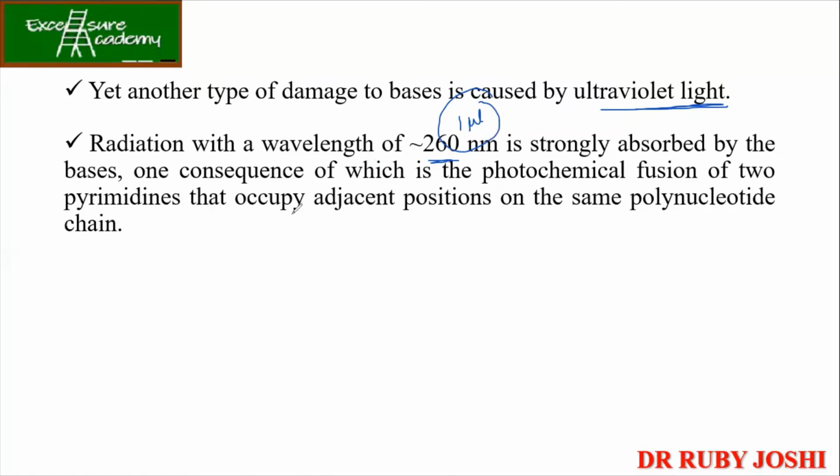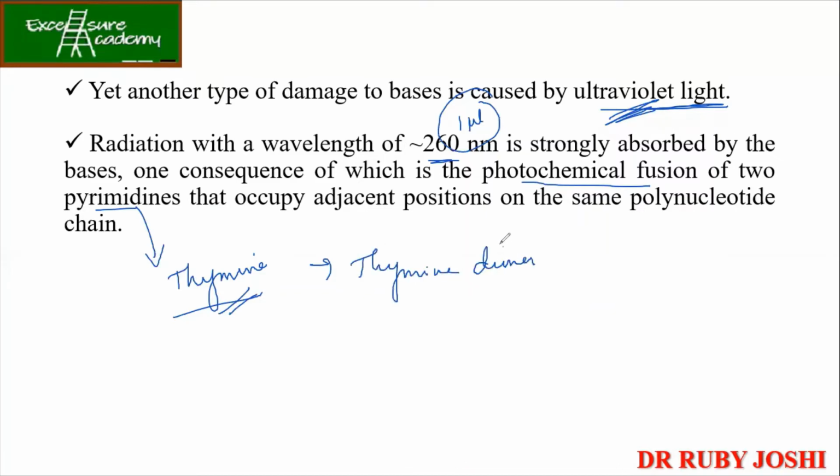Now, if I expose DNA for longer duration to the UV light, okay? The one problem is that a photochemical fusion of two pyrimidines will happen, and that is especially happening in the case of thymine. So you must have heard of it. What is a photochemical fusion which results in two thymines? Then that results in the formation of the thymine dimer. I hope you must have heard about it. Thymine dimer, which is also the cause of your skin cancer.